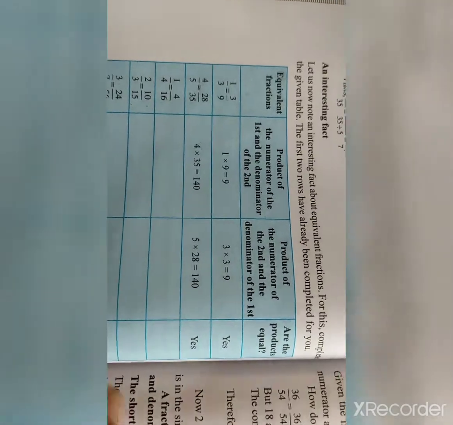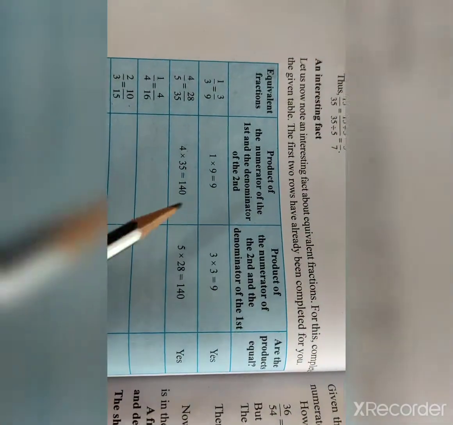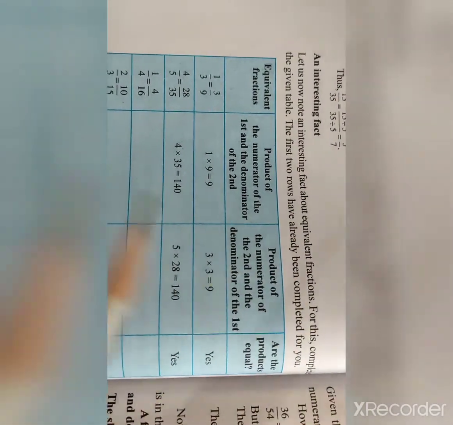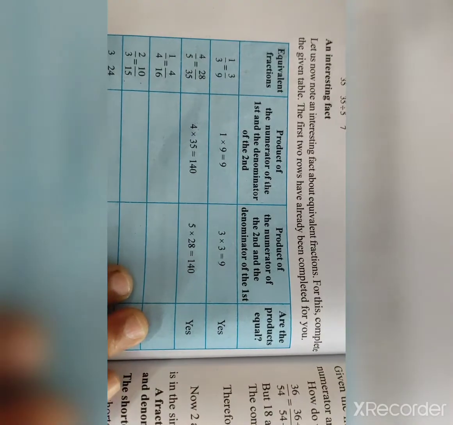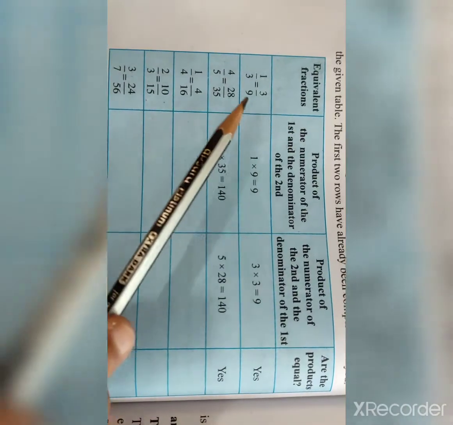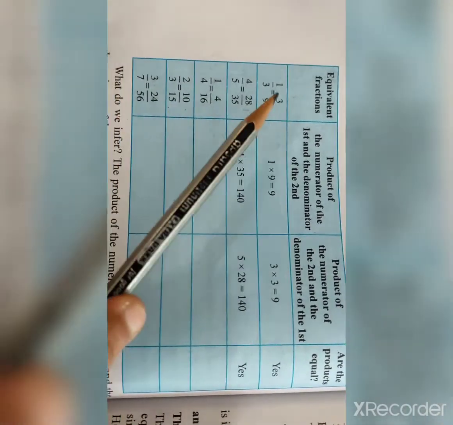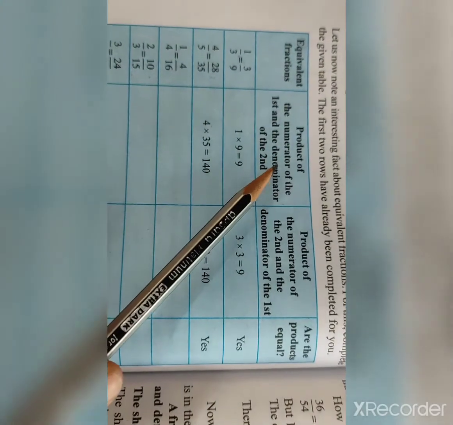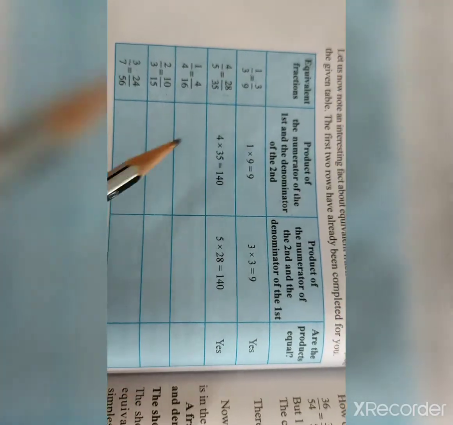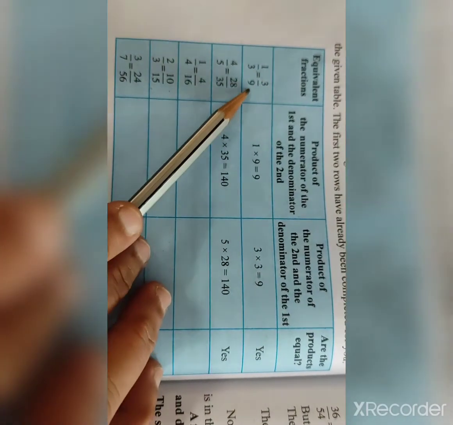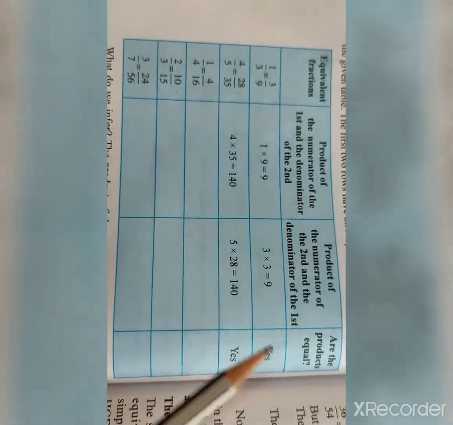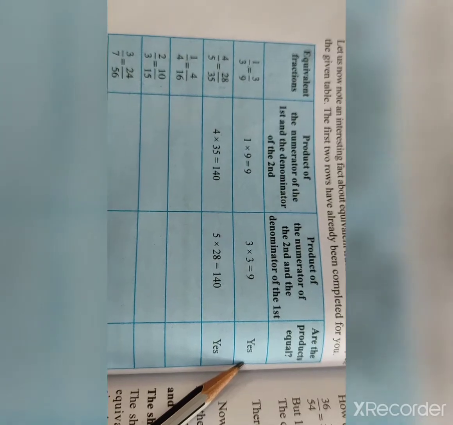Illustrations you will solve. Now, an interesting fact. Another way. Let us now note an interesting fact about equivalent fractions. For this, complete the given table. The first 2 rows have already been completed for you. Equivalent fractions 1 upon 3, 3 by 9. Now cross multiply, that means the product of the numerator of the first and the denominator of the second. 1 into 9 is 9, 3 3s are 9. Are the products equal? Yes.